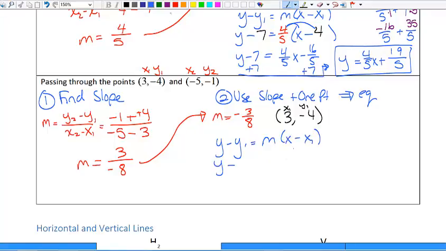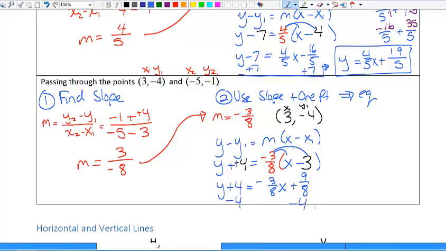So y minus y1, in this case my y1 happens to be negative 4, equals m, which is my negative 3/8, parentheses x minus the x1, which happens to be 3. Okay, now I'm going to distribute. I get negative 3/8 x plus, and negative times a negative is a positive, 9/8. Add a line, change the sign, that's y plus 4. Last step is to subtract 4.